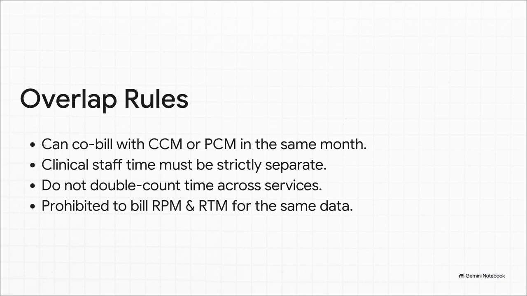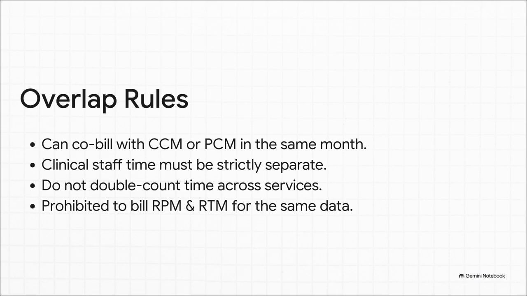Let's talk about high-stakes guardrails, because when you have a chronically ill patient, you're likely providing multiple care management services simultaneously, and overlapping these services is exactly where auditors love to dig in. You absolutely can co-bill RPM or RTM with other care management services like chronic care management, or CCM, and principal care management, PCM, in the exact same calendar month. However, the time spent must be completely distinct. There is absolutely no double dipping allowed.